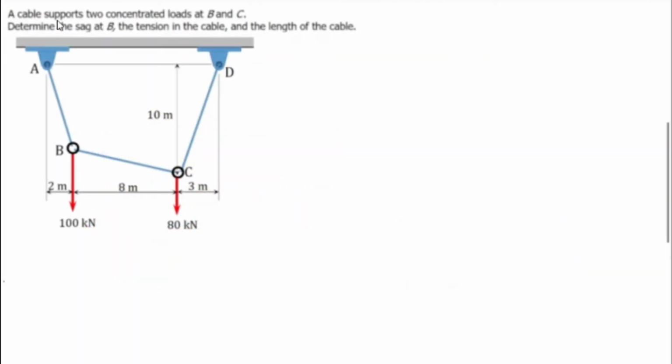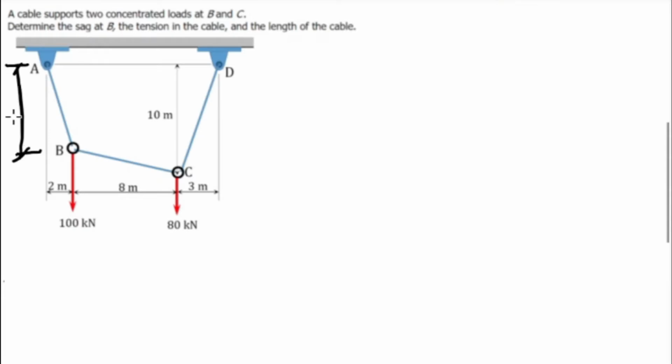Example: a cable supports two concentrated loads at points B and C. Determine the sag at point B, the tension in the cable, and the length of the cable. So we have two supports at point A and point D. Three cable members: AB, BC, and CD. And we need to find the sag at point B. So we need to find the distance A to B.